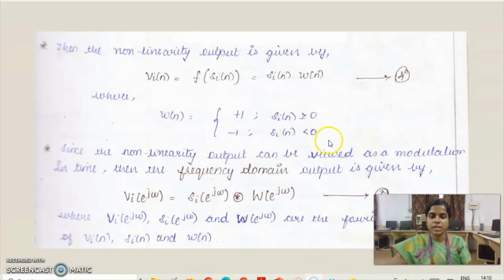And now this windowing can be followed just in place of Si(n). Vi(e^jω) is represented as the frequency domain equivalent of Vi(n), which helps us to find what is in the spectral or frequency domain of the speech signal. This brings us to Si(e^jω) times W(e^jω). Since there is convolution in the time domain, there is multiplication in the frequency domain.